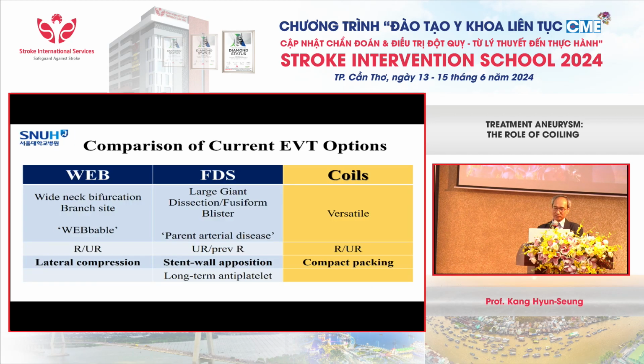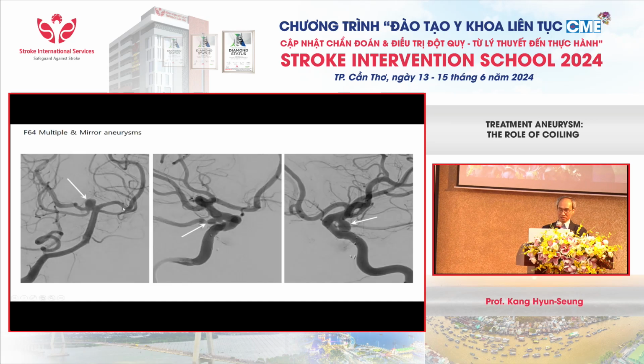So we can compare the various endovascular treatment options. In Korea, we have WEB, and we have various kinds of flow-diverting stents, and traditionally we have coils. Among those various devices, we can say coils are very versatile devices. We can apply coils for ruptured and unruptured aneurysm. The guiding principle should be compact packing to reduce the delayed recurrence.